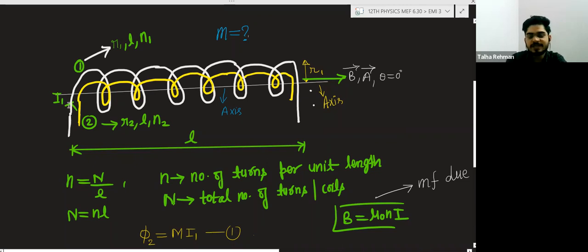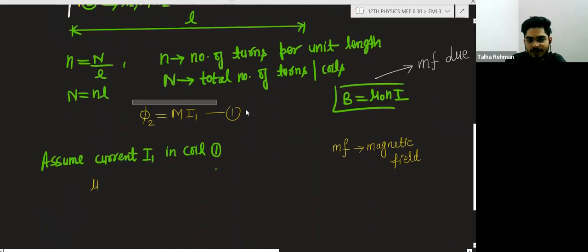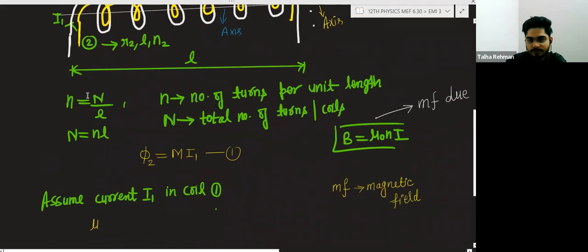So basically first we will see this solenoid. Suppose I1 is the current in this solenoid, and this formula we know already: phi 2 is equal to M times I1. So assume current I1 in coil 1.